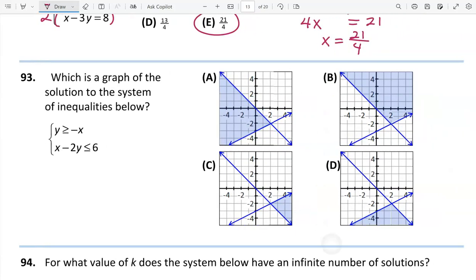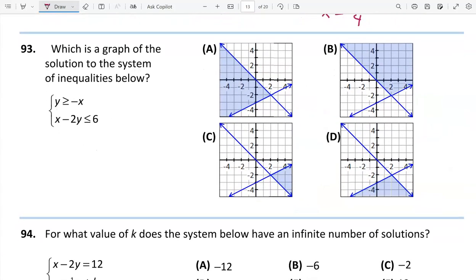In 93, we are asked what is the graph of the solution to the system of inequalities below. So what you'll notice is that the boundary lines are the same for each of these answer choices, so we don't really need to worry so much about the boundary line. What we do need to worry about is which direction we are shading. So if y is greater than -x, that means that we are going to shade above. Or equal to is shown since the lines are solid, right? But the shading tells us whether it's greater than or less than.